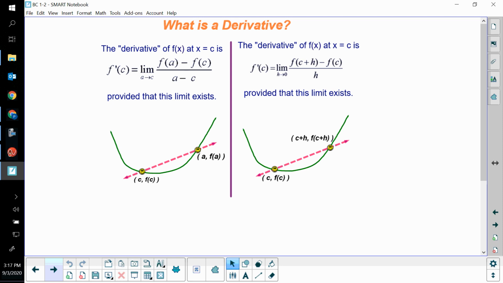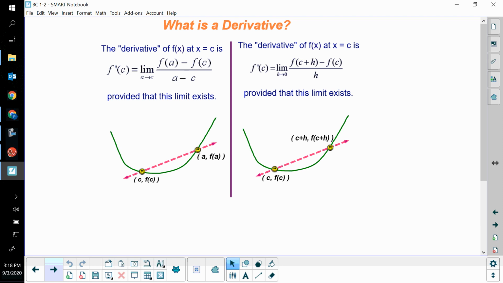All right, so this you can just do right in your notebooks. It's just a review of a few topics from last year just to jog your memory. So your definition of a derivative. A derivative comes from a limit. So imagine that point towards the right. It's got some slope between there and the point on the left.